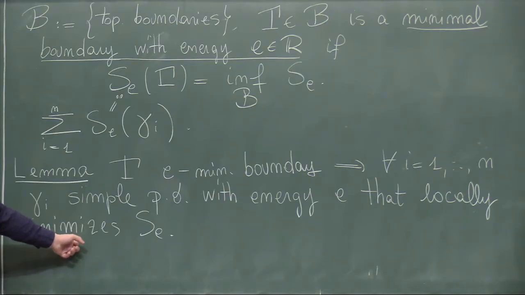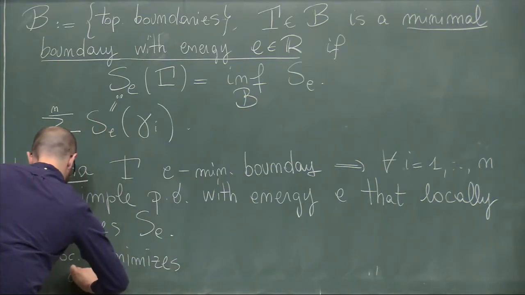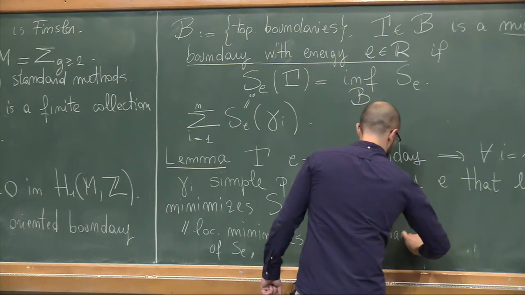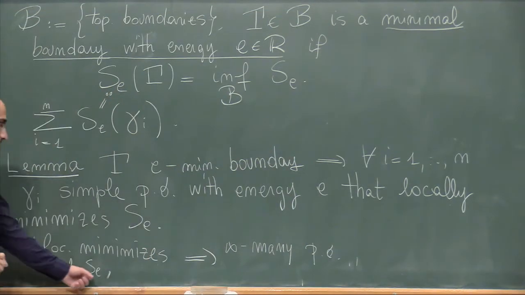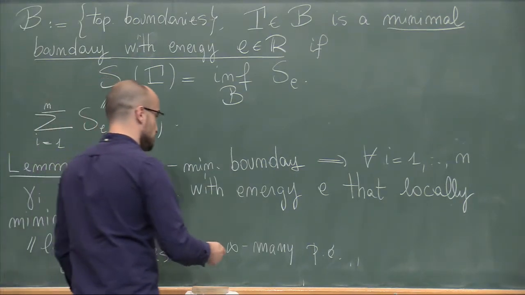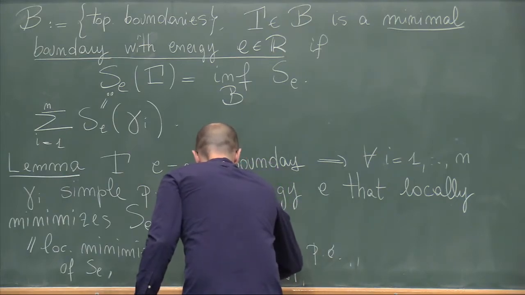Why are local minimizers interesting for us? Because the existence of a local minimizer, roughly speaking, implies the existence of infinitely many periodic orbits. That's one of the reasons why we are interested in local minimizers. Let me write it in quotation marks because I won't be precise about that: if we have a local minimizer of S_E, then we automatically have infinitely many periodic orbits. Infinitely many periodic orbits at level E would be great, but we cannot get that because the functional S_E is not well behaved. So what we can find is infinitely many periodic orbits with energy E', for almost every energy E' close to E.